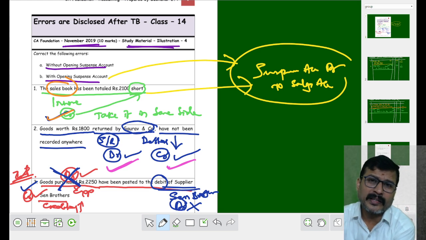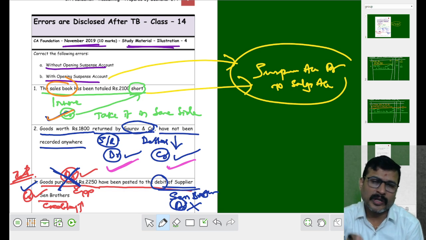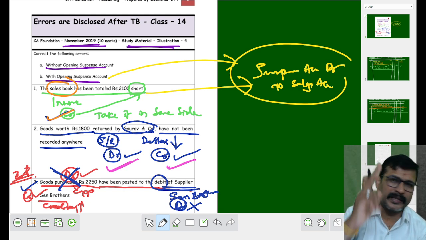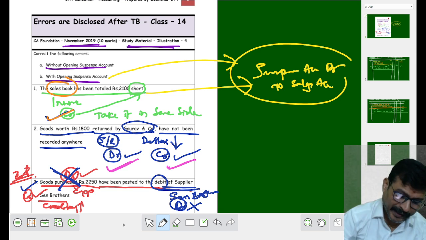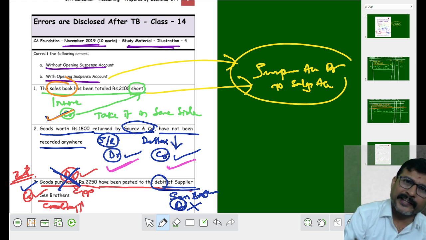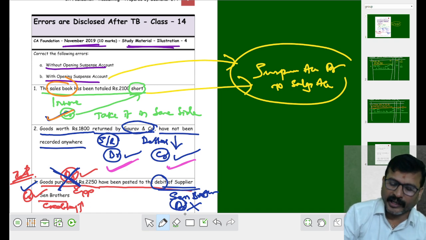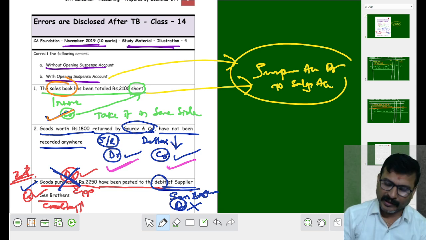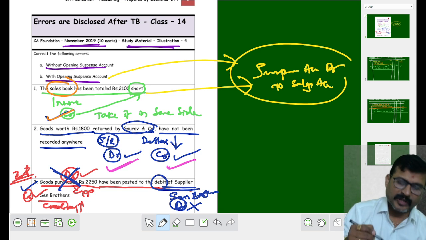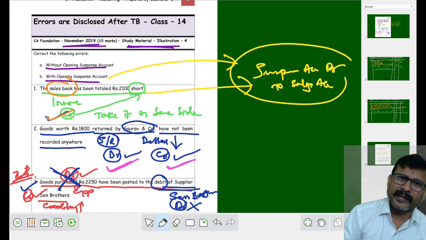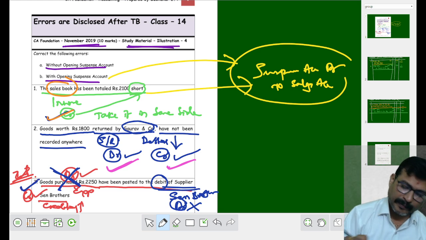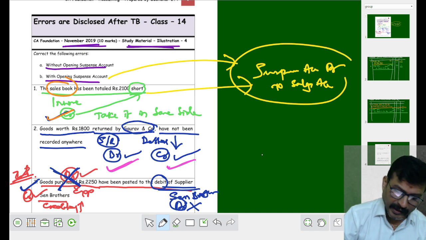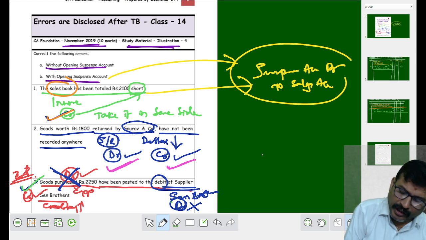Please understand. Goods were purchased from Sen Brothers, wrongly debited to supplier. It means the mistake is not committed in purchases account, the mistake is committed in Sen Brothers. Sen Brothers is a creditor, so you had to credit it, on the credit side, but wrongly you have taken it on the debit side of Sen Brothers. So this is your wrong. Then how to rectify? Same procedure. Keep the correct in the same place. Shift the wrong in the opposite place.